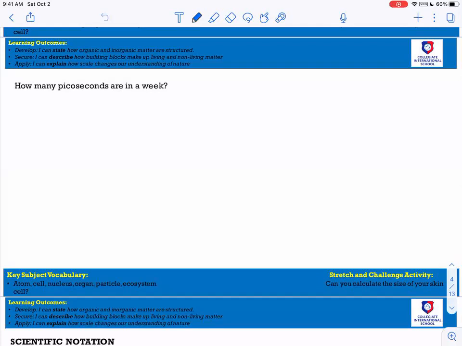I wanted to share with you this question over here: how many picoseconds are in a week? So this is just happening from our common knowledge, right? We do know that in 1 week, we're going to start with what we are given, 1 week. And we're going to use what is called dimensional analysis, so we can cancel out units. So we're going to do some ratios that are known to us.